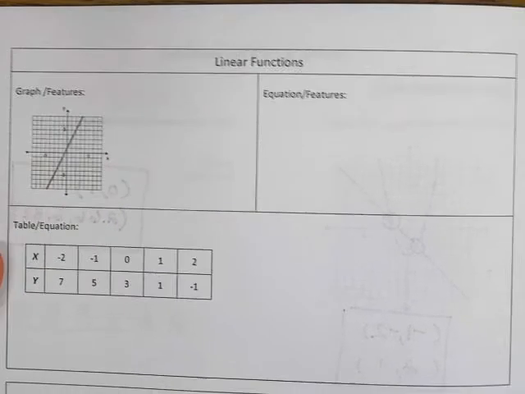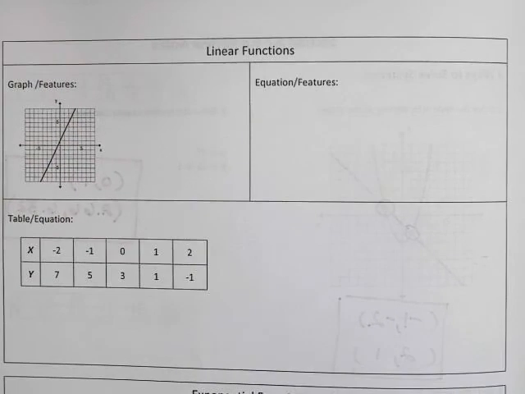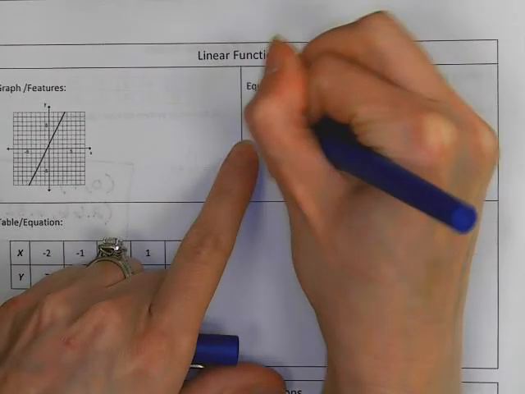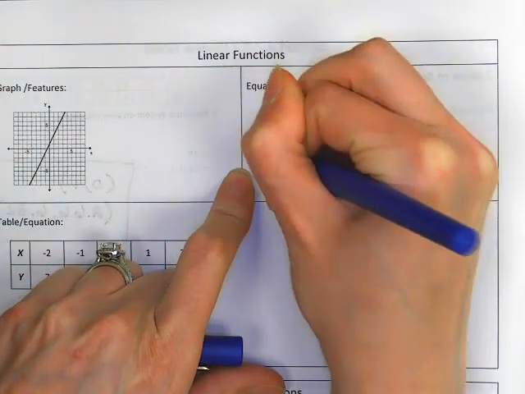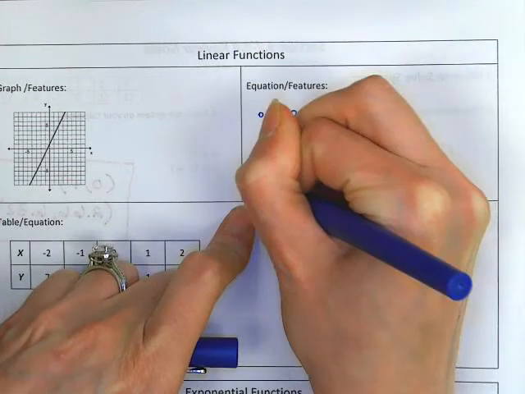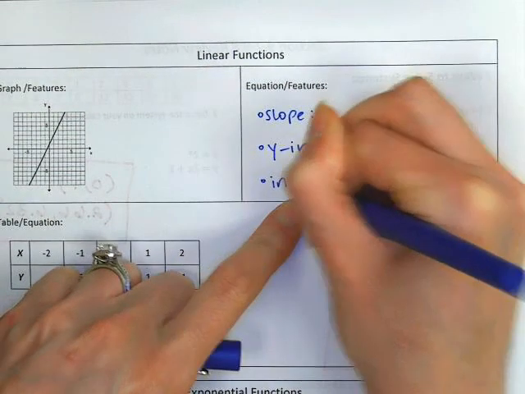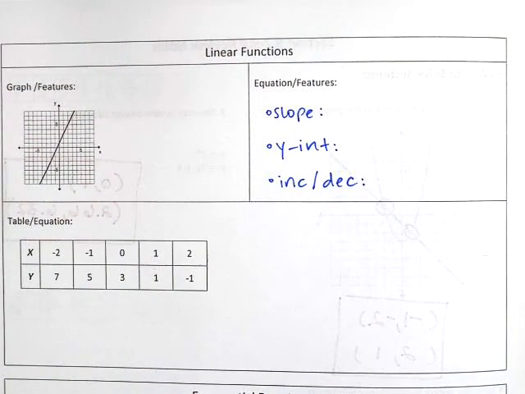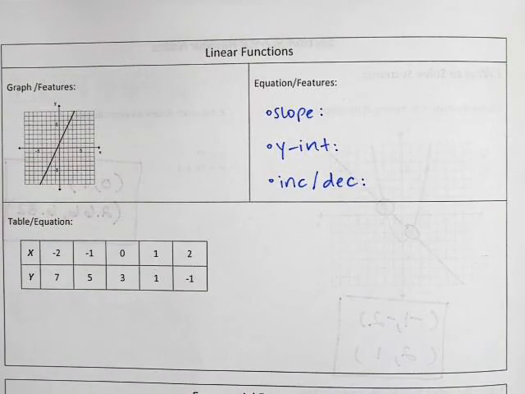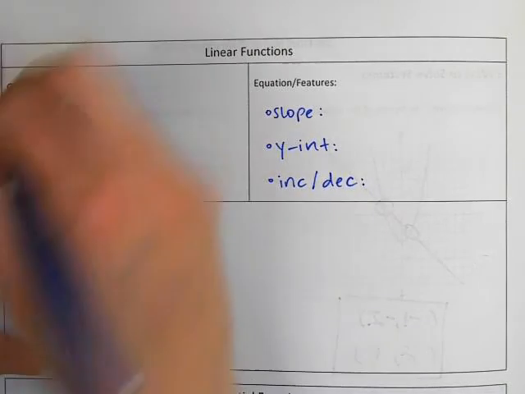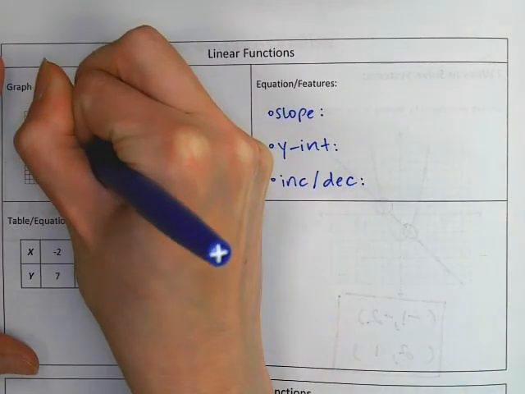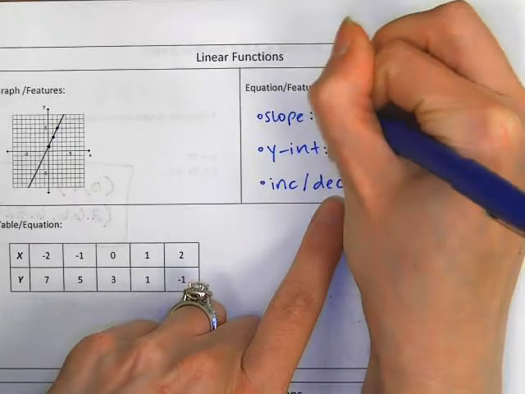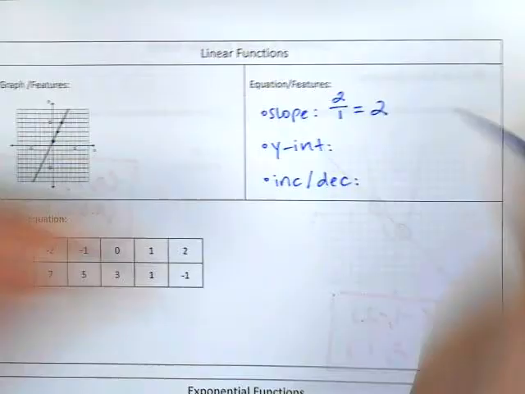So if it's a linear function, there's a couple things you guys have to know how to say. You have to be able to find the slope and the y-intercept, and then the intervals if it's increasing or decreasing. All right, so look at the graph. Slope, we have to count rise over run. So if you pick a couple points, it looks like we're going up 2 over 1. So the slope is 2.